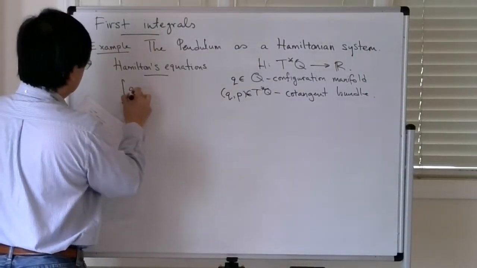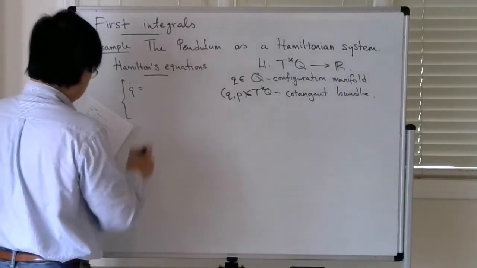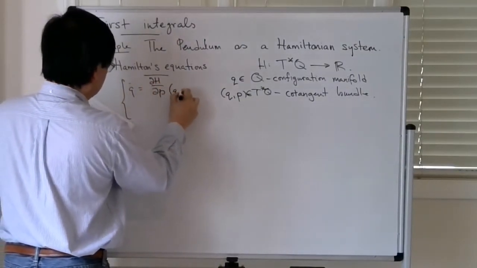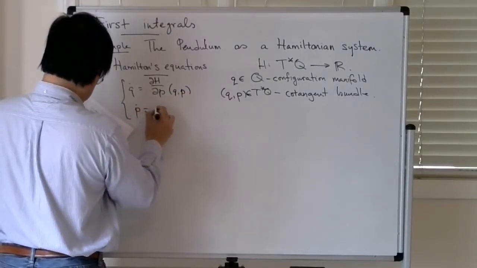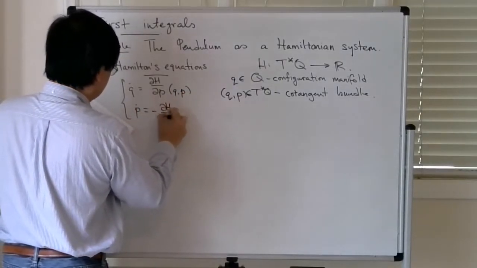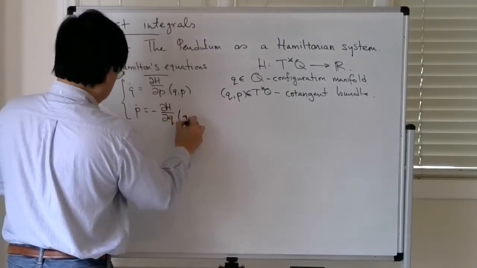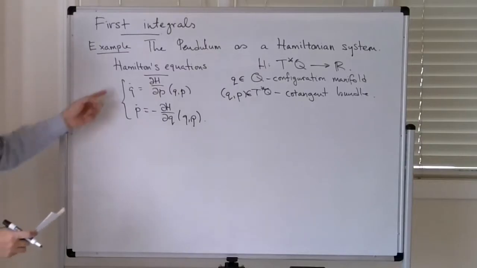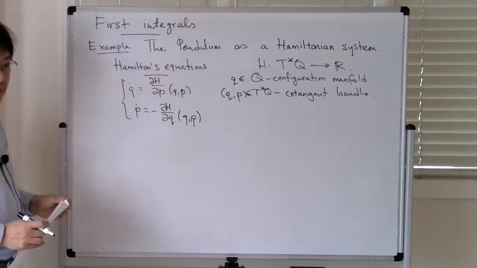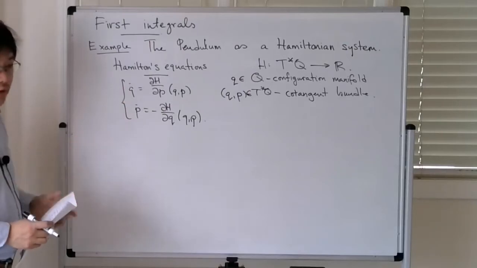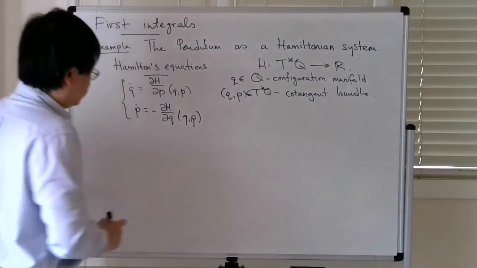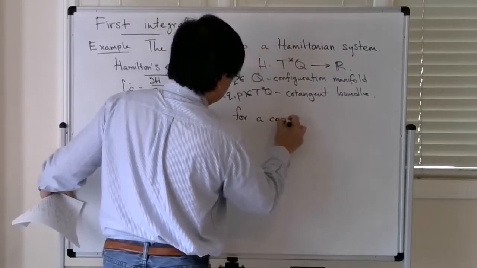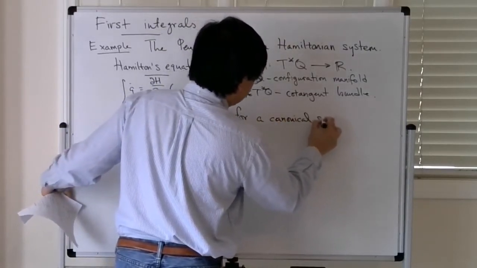look like the following. Q dot is equal to dH dp and P dot is equal to minus dH dq. Okay, so if you want to be a little bit more precise about this, these are the equations you get if you have a canonical symplectic structure.